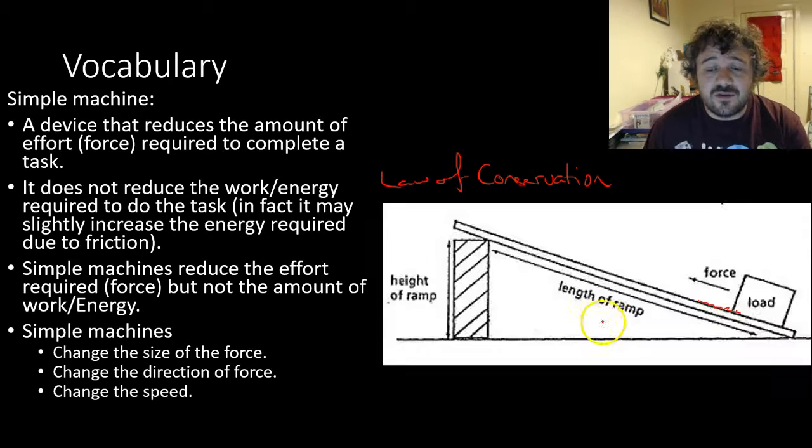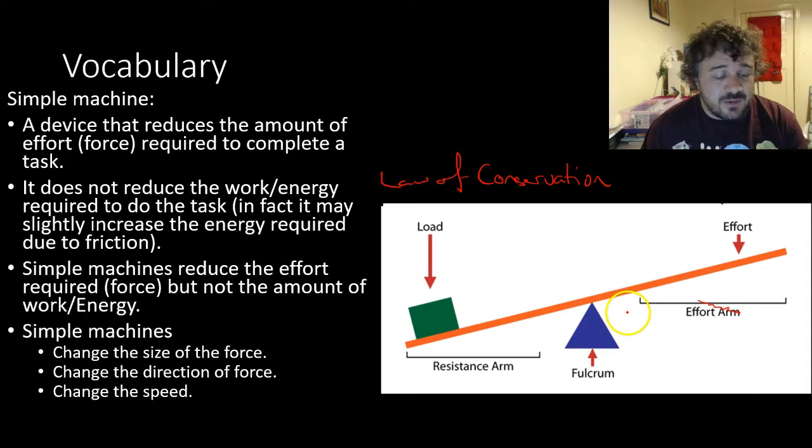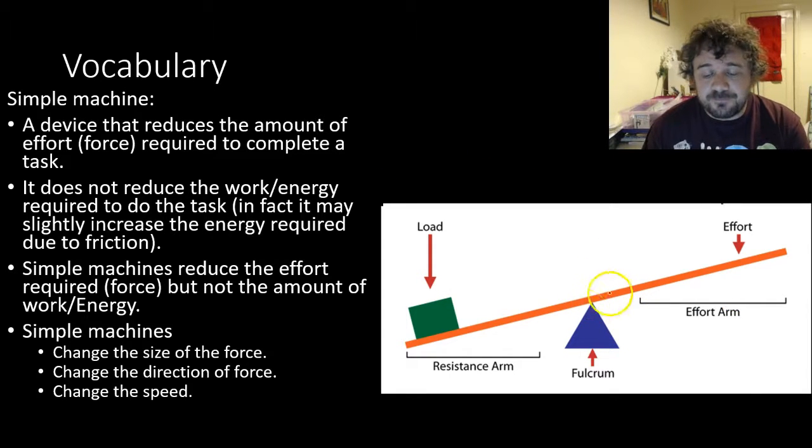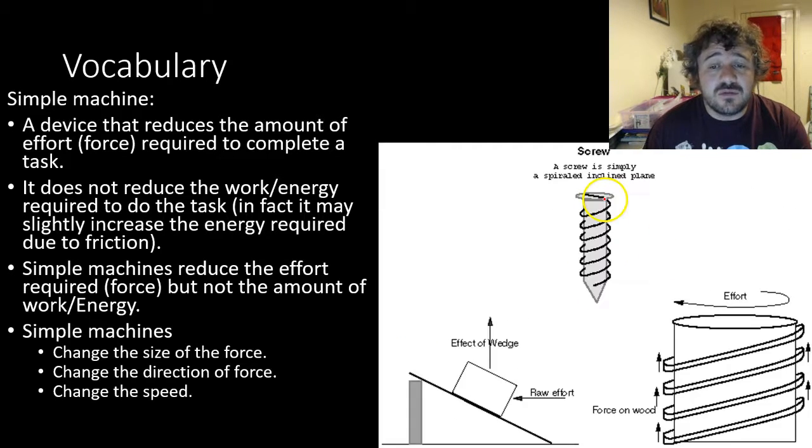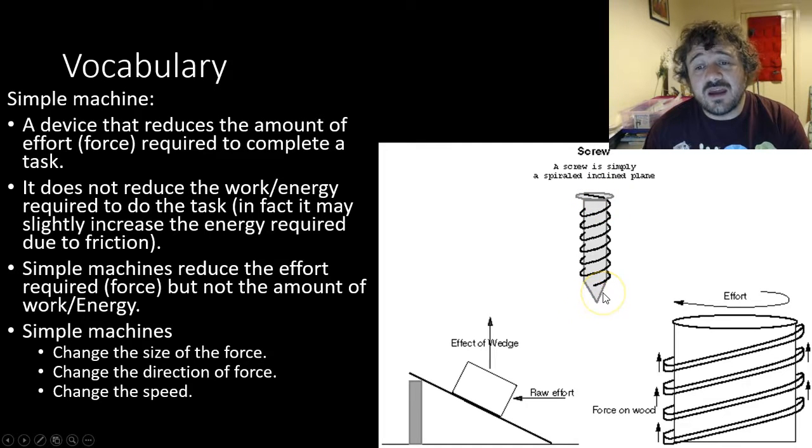Previously we had a ramp. Here we have a lever. Here we have some pulleys. Pulleys are actually pretty cool. And here we have a screw or a helically inclined plane, i.e. a ramp that goes around a spiral.